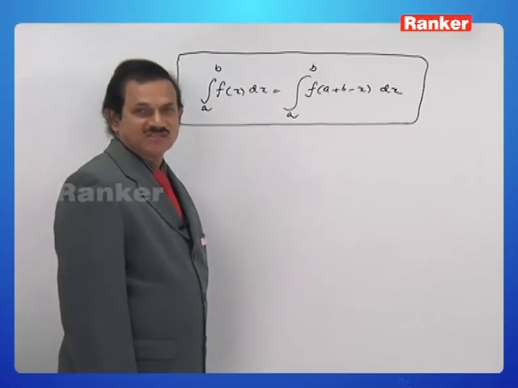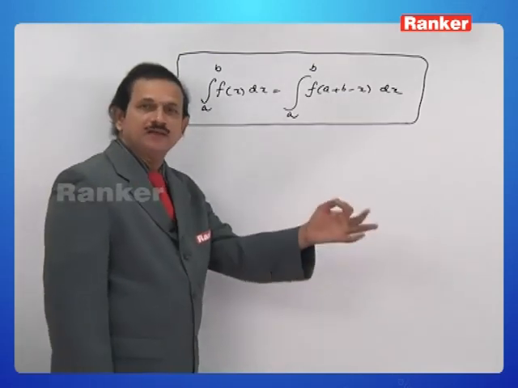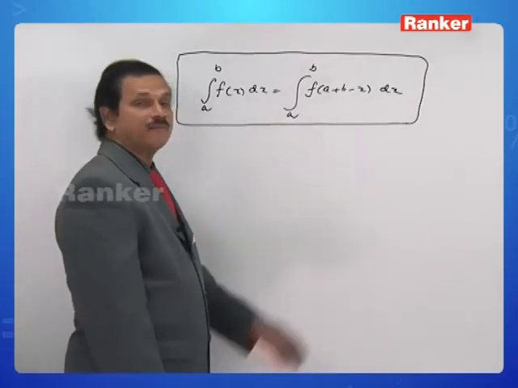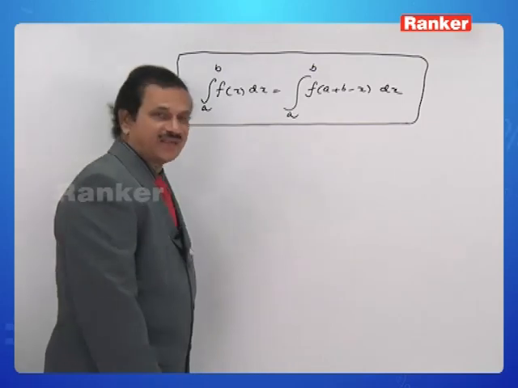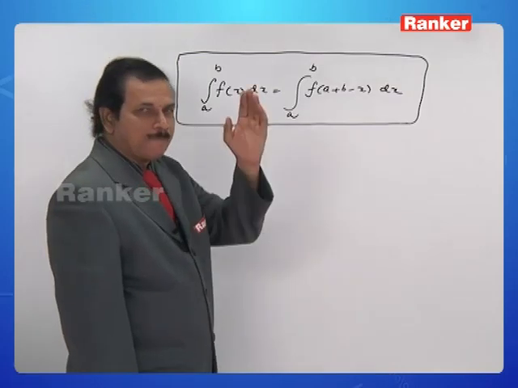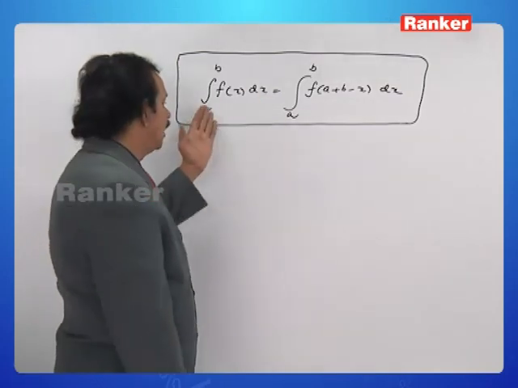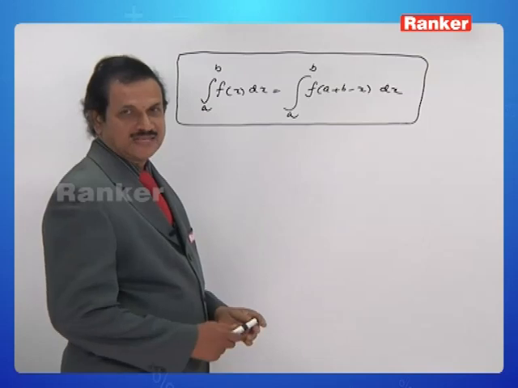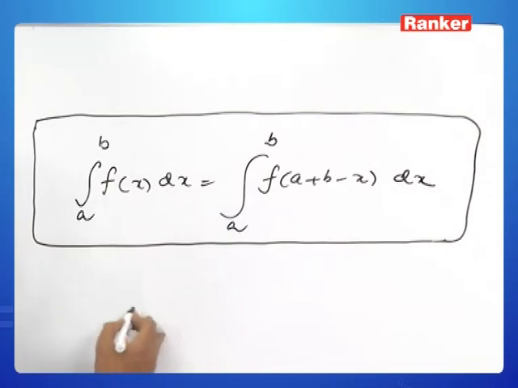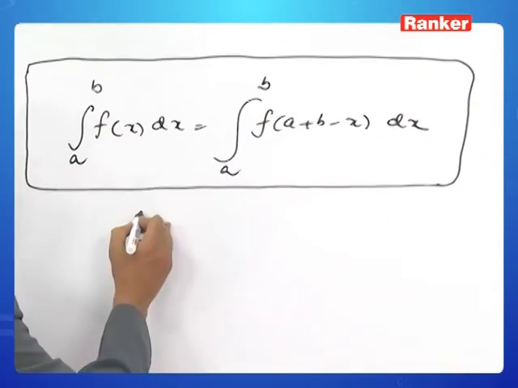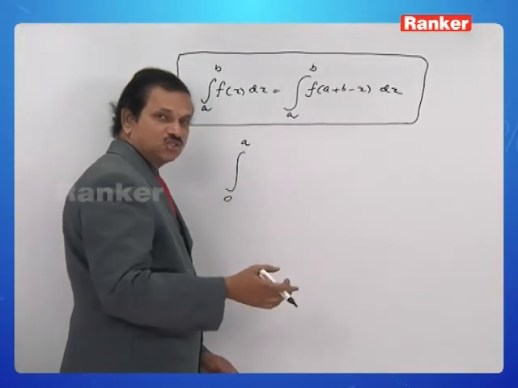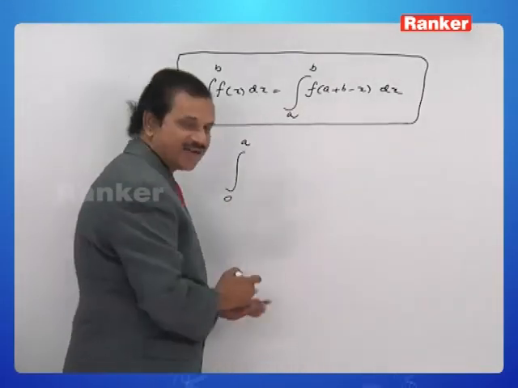When compared to the previous result, this is also equally important, equally useful. At so many occasions we use this format also. Yes, what does it say? A plus b minus x. Previously, upper limit minus x. But here, lower limit plus upper limit minus x. Actually, this is formulated in the beginning. You see, if you take a as 0 and b as a, then a plus b minus x is nothing but 0 plus a minus x, nothing but that.